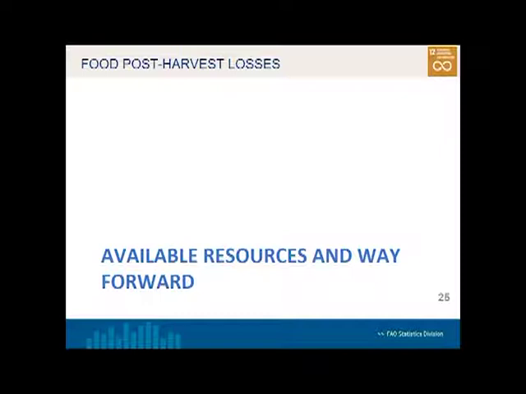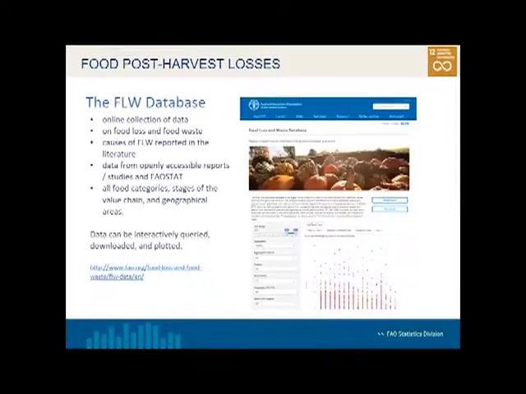So let's see now in terms of the available resources and the way forward. What did we produce that you can use? First of all, the food losses and waste database already introduced with the three charts. This is the homepage of the database. You have the link. You can see here, these are all the filters for selecting your queries. And you can see here, there are the tabs. And so you can produce one of the charts that you saw.